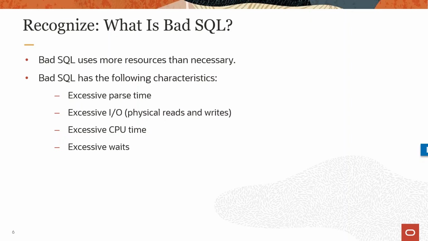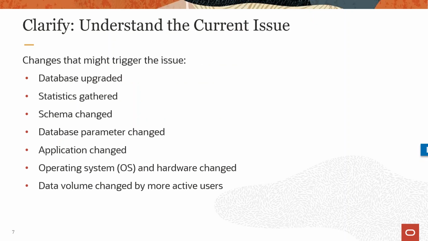Symptoms of bad SQL can be any of the characteristics that are mentioned on the slides. Bad SQLs can show an excessive amount of parse time, or bad SQLs perform an excessive amount of IOs, or they show an excessive amount of time spent on the CPU, and or also showing an excessive amount of waits being experienced. Now, first of all, you need to try to understand the current issue. This is critical to finding the cause of and solution to the problem.